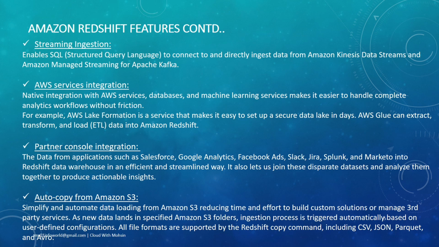This is also a very important feature. How it works is, whenever data is ingested into Amazon S3, like we have covered earlier, S3 is nothing but Simple Storage Service, that is object storage. Whenever data has landed in specified S3 folders, the ingestion process automatically triggers based on the user-defined configuration, and it supports various data formats like JSON, Parquet, etc.